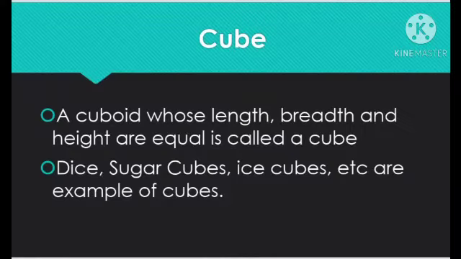Now we will be learning about cube. A cuboid whose length, breadth and height are equal is called a cube. A cube is the same as a cuboid. The only difference is the cube has all the sides equal, whereas a cuboid doesn't. That's the difference between cube and cuboid. Rest everything is the same. Examples of cube are dice, sugar cubes, ice cubes, etc.